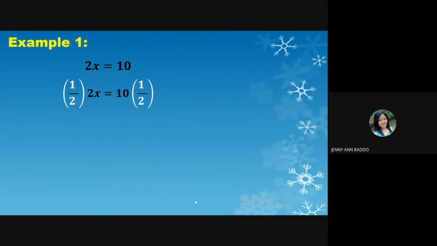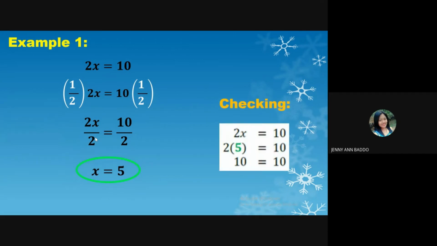So we have 1 times 2x, that's 2x over 2. Then for the right side, we have 10 times 1, which is 10 over 2. Or if you had observed, it is simply dividing both sides by 2. 2 divided by 2 is 1, times x is x, and 10 divided by 2 is 5. Therefore, x equals 5. We have 2x equals 10. By substitution, we have 2 times 5, that's 10, equals 10. So we arrived at a true statement.